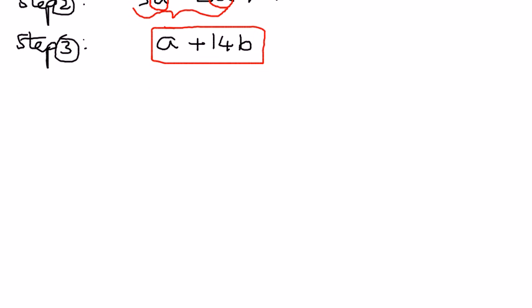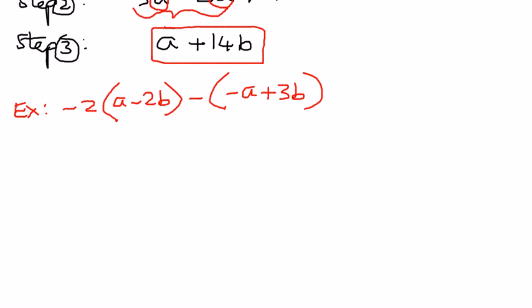In this example, let's say we want to simplify this expression. Negative 2 times (a minus 2b) and minus (negative a plus 3b). Let's say we have an expression of this kind and we want to simplify this. Let us go one step at a time. First things first, we want to distribute the negative 2 to every one of the terms inside this set of parentheses. This negative 2 belongs to this set of parentheses.